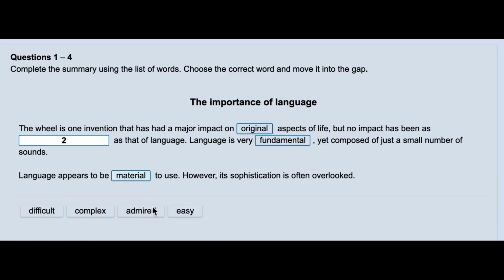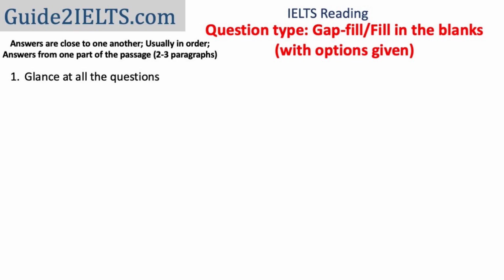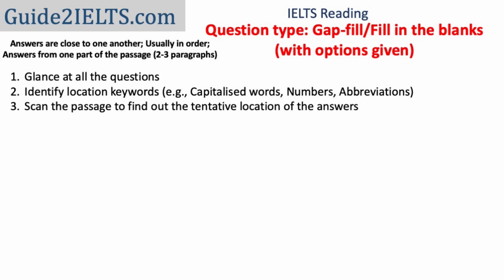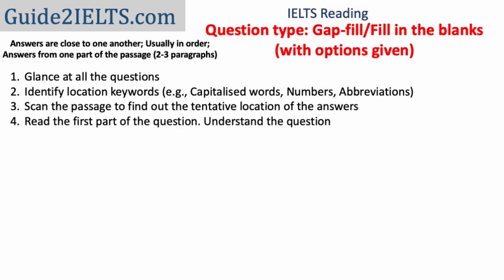Here's a step-by-step method for approaching these questions. Glance at the questions for location key information. That is, identify the location keywords, words and phrases that help you find where the answer might be in the passage. Scan the passage to figure out the tentative location of the answer in the passage. Then reread the first part of the question carefully. It's essential that you understand it thoroughly.